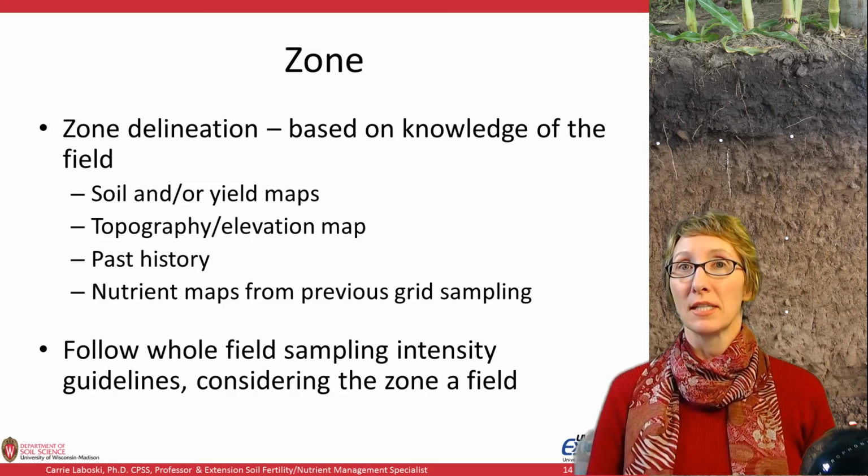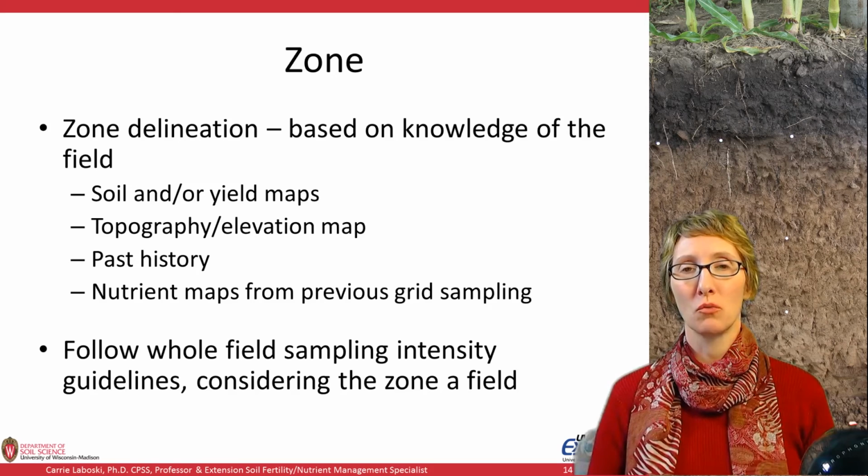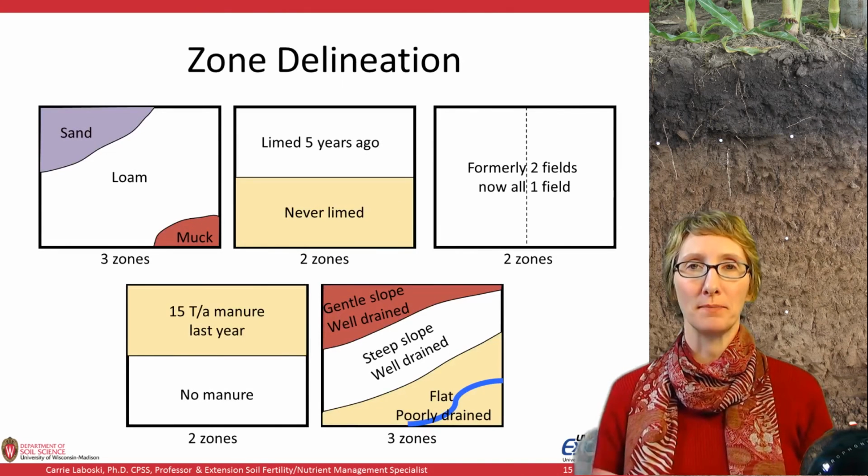So when you're sampling with zones, you want to use the sampling intensity of the whole field approach, 1 sample per 5 acres, considering a zone of field. So when you think about it that way.